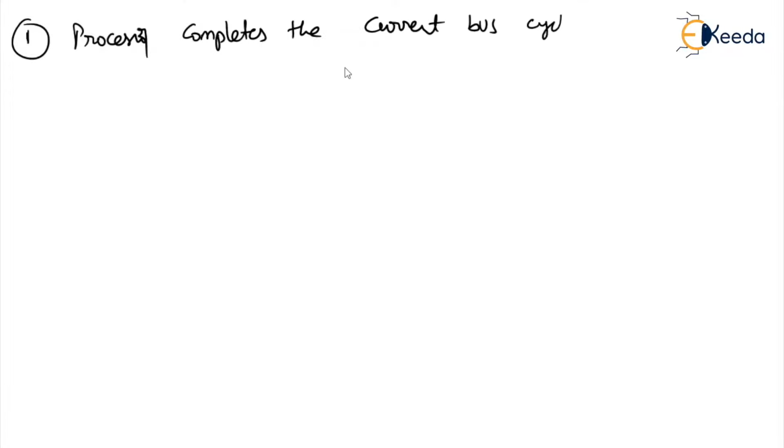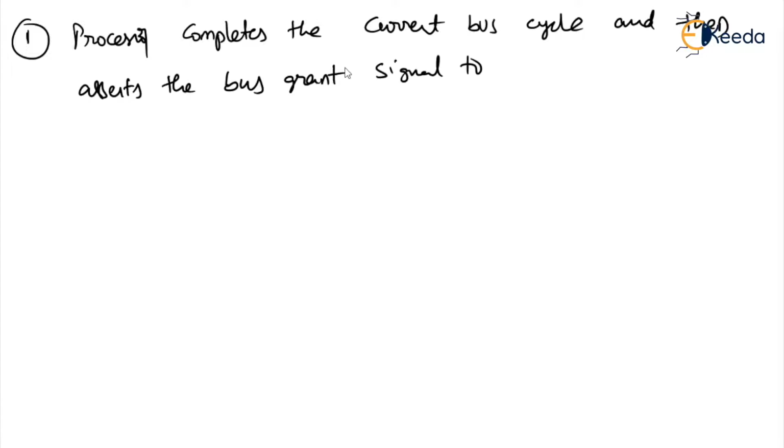Now we will discuss the DMA controller operation steps in a typical DMA cycle. The first one: a device wishing to perform DMA asserts the processor bus request signal. The processor completes the current bus cycle and then asserts the bus grant signal to the device.